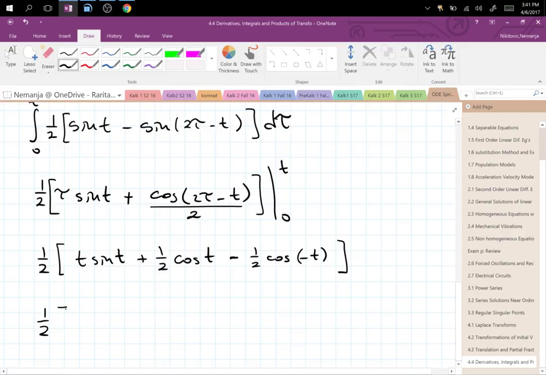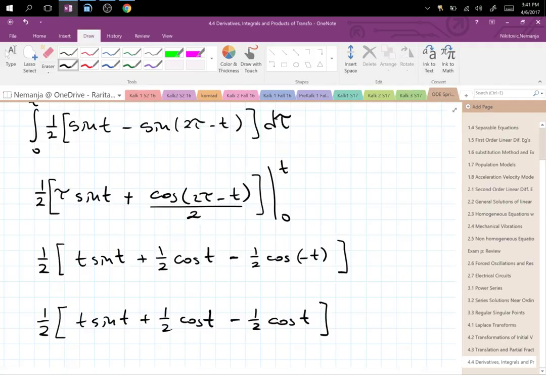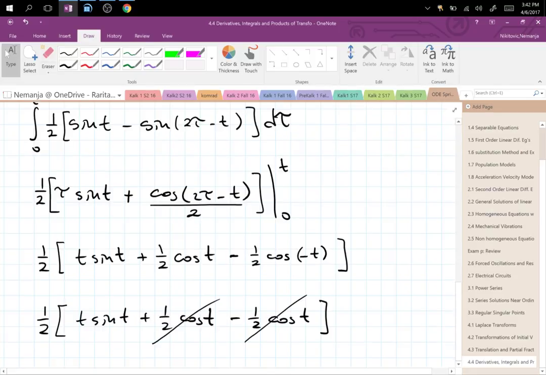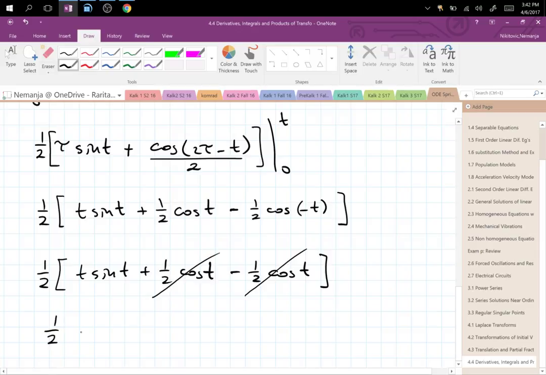It's 1/2 t sine t plus 1/2 cosine t, and then cosine is an even function, so this minus just disappears, plus minus 1/2 cosine of t. These guys cancel out, and we have 1/2 t sine t.